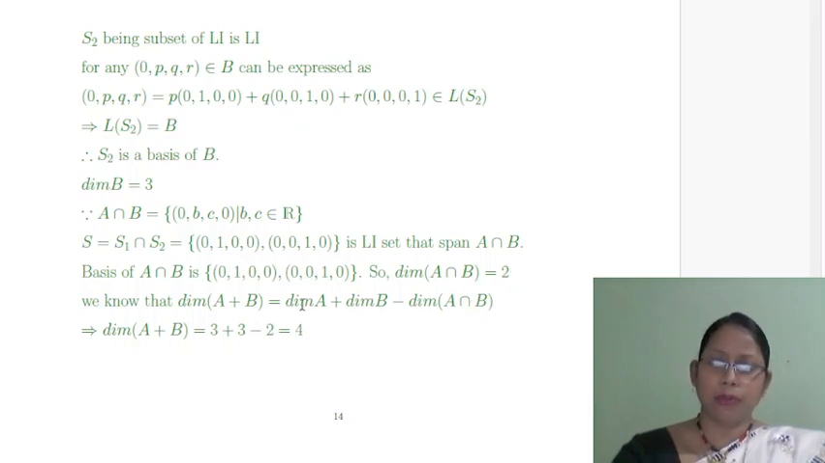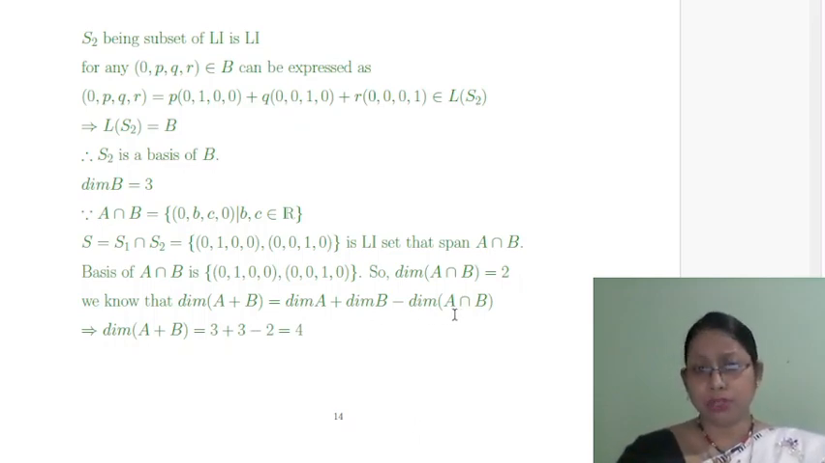We know that the dimension of A plus B is equal to the dimension of A plus the dimension of B minus the dimension of A intersection B. So put in the values of the dimensions of A, B and A intersection B. The dimension of A is 3, the dimension of B is 3, and the dimension of A intersection B is 2. I will get the dimension of A plus B equal to 3 plus 3 minus 2, which is 4.